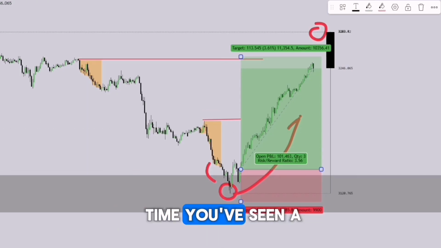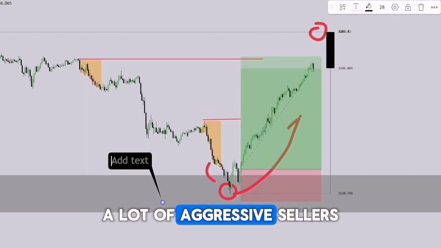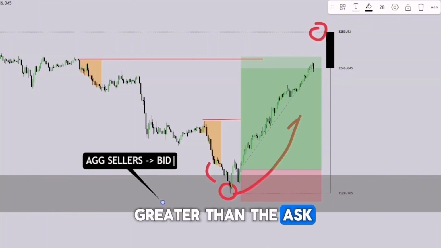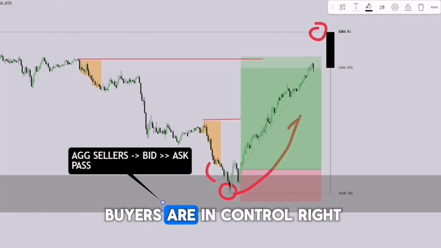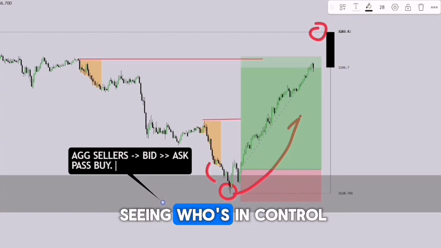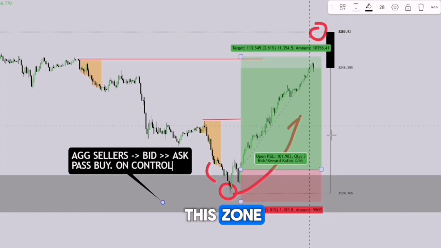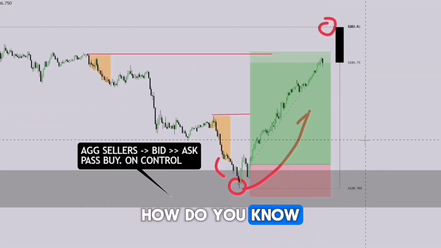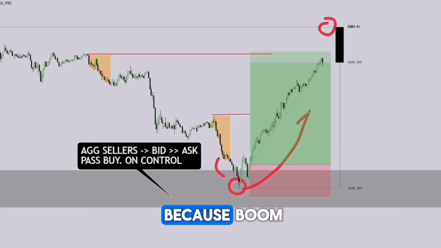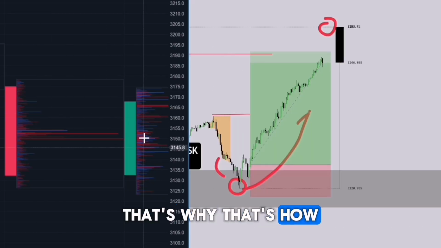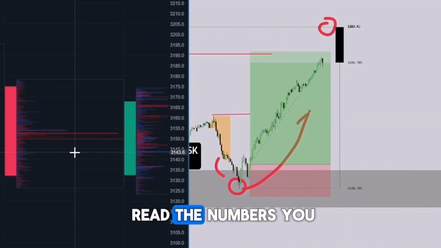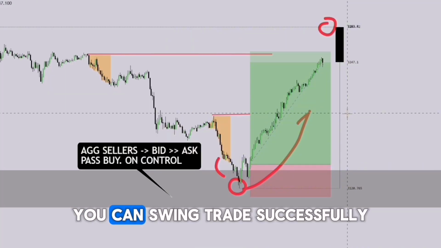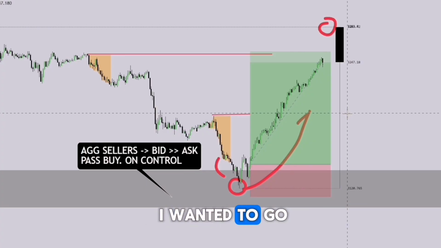So one more time. You've seen a lot of aggressive sellers, right? This means that the bid is a lot greater than the ask. That means that passive buyers are in control, right? And it's all about seeing who's in control. Who's in control in this zone? Buyers. Why are buyers in control? Because aggressive sellers fail. How do you know aggressive sellers fail? Well, because I can read the numbers. If you can read the numbers, you can read order flow. If you can read order flow, you can know who's in control. And if you know who's in control, you can swing trade successfully. And so that's what I wanted to go over in this video.